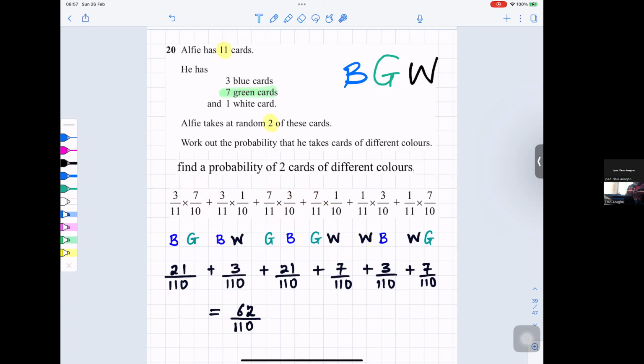And you want to add all of them because the denominator is all the same, 110. You add the top numbers. 21 plus 21, 42. 7 plus 3 is 10. 7 plus 3 is 10. So 42 plus 10 plus 10 is 62 over 110.